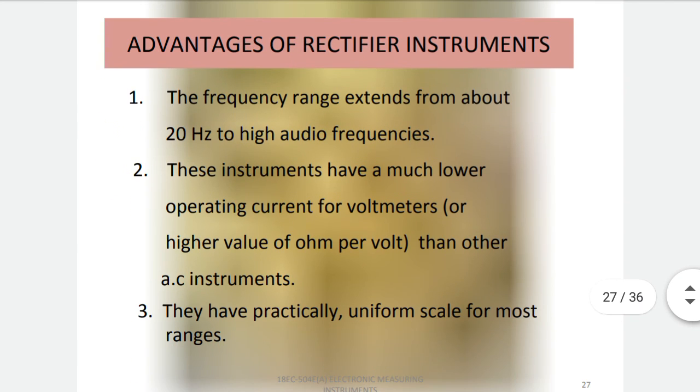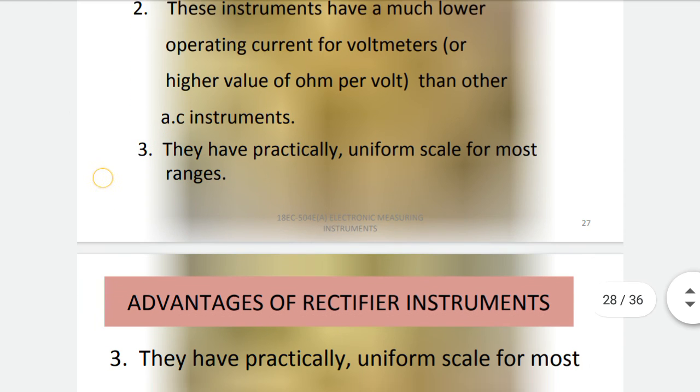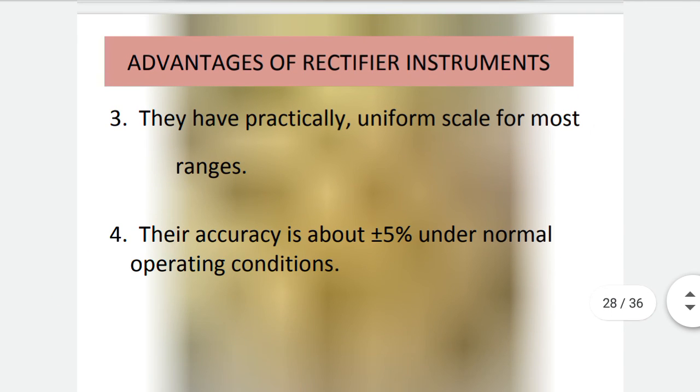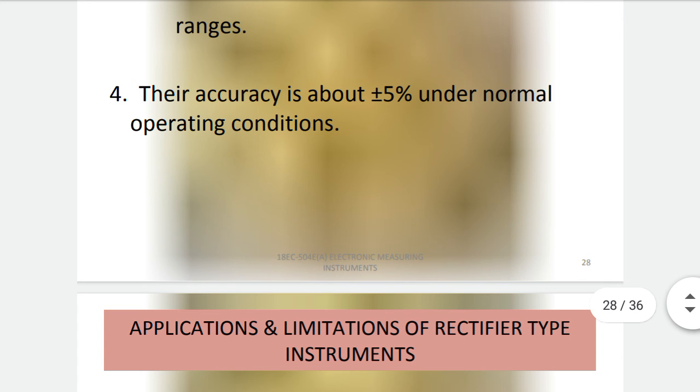Now coming to the advantages of the rectifier instruments. The frequency range extends from about 20 Hz to high audio frequencies. The second one, these instruments have a much lower operating current for voltmeters, or a higher value of ohms per volt than other instruments. They have a practically uniform scale for most ranges, and their accuracy is about plus or minus 5 percent under normal operating conditions.